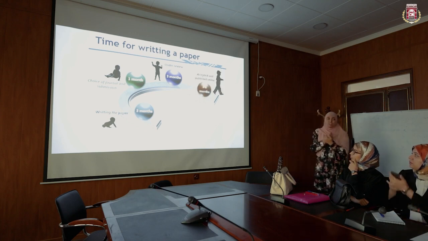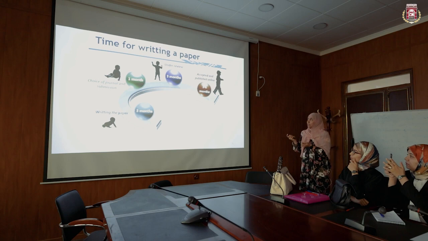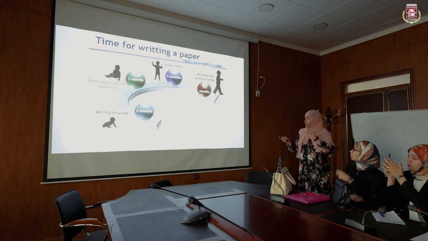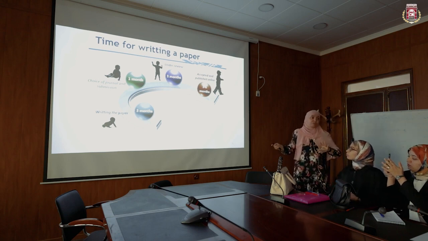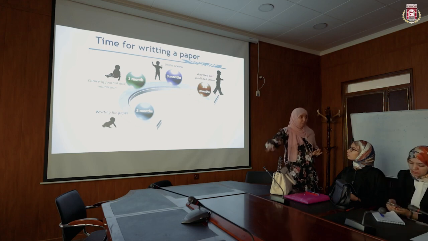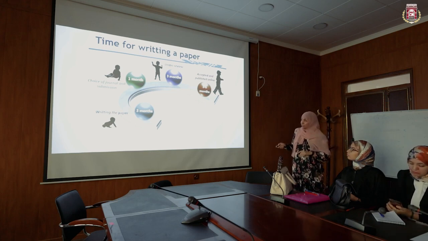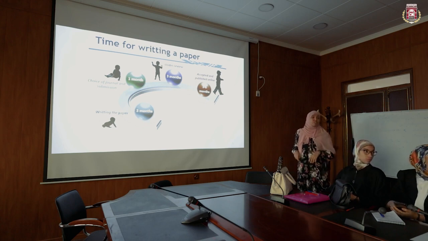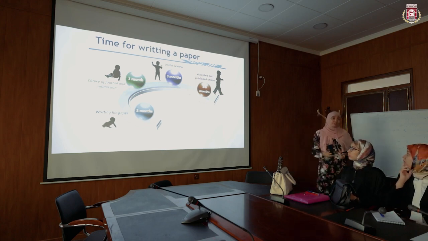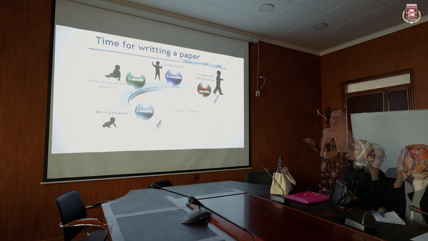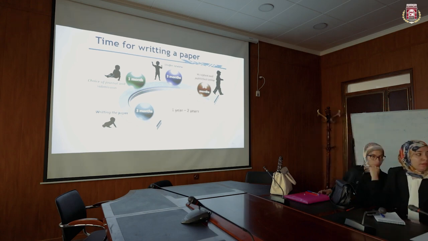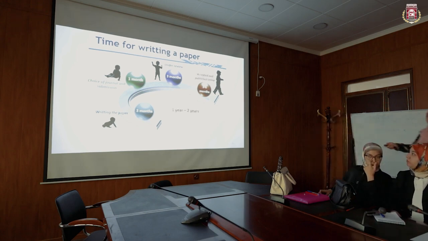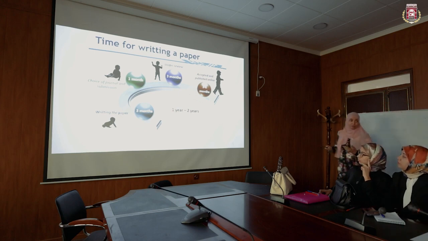After the revision, an accepted and published online paper will take from 3 to 6 months, depending on the journal policy, okay? As you see here, the growing child, mentioning the time that we need when we are writing a manuscript. So it takes from 1 year to 2 years for publishing a paper.